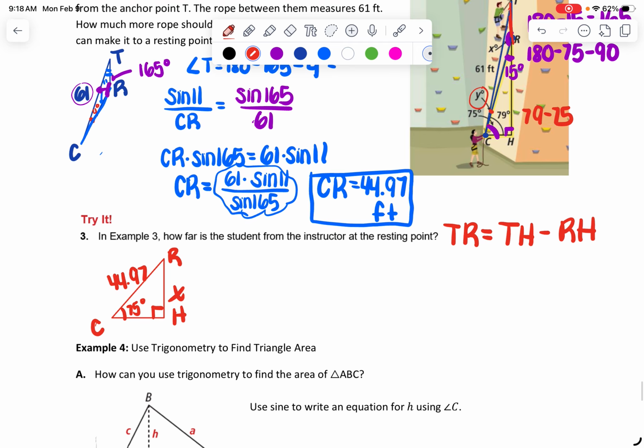Okay, so what I would do is that's going to be opposite here and hypotenuse. So you would do sine of 75 equals opposite x over 44.97.